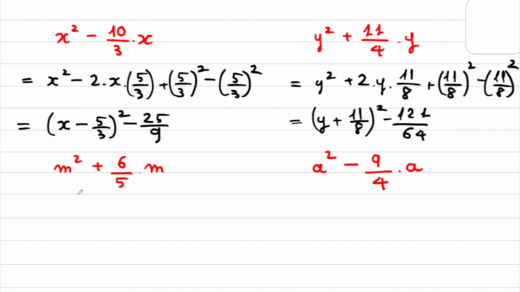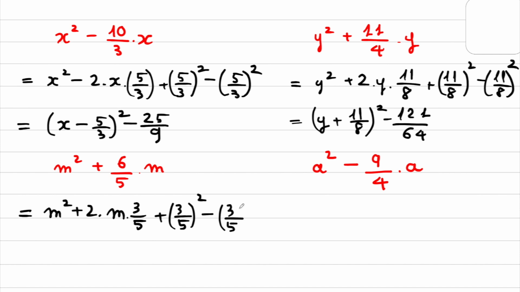Okay, one more time, you got an even number in this case for m. So 2 here, m here, this has to be 3 over 5. Plus 3 over 5 squared minus 3 over 5 squared at the same time. And completing the square for this question, you got m plus 3 over 5 squared minus 9 over 25.